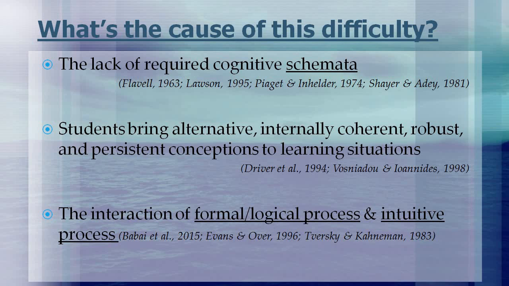In another point of view, these difficulties come up when it is neglected or not handled appropriately that students bring their own initial conceptions to learning situations that have been constructed through their personal everyday experiences. In accordance with the third approach, these difficulties are associated with the interaction of 2 distinct types of reasoning processes: formal logical process and intuitive process, which does not always result in agreement, thus producing contradictory conclusions or misconceptions.